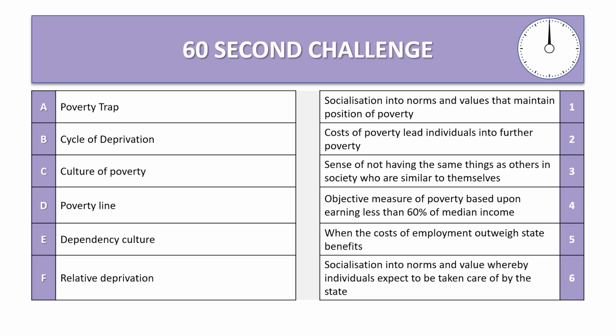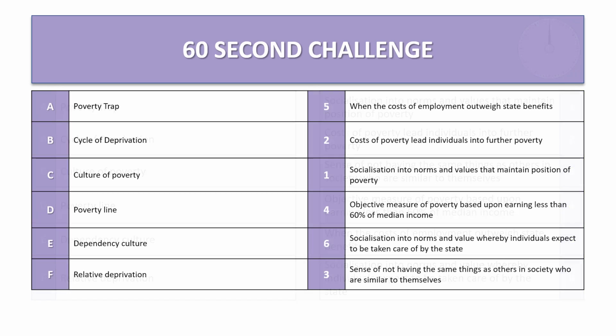And that's your 60 seconds up. If you do need more time, press pause on the video until you've completed the task. Let's have a look at some of the responses. So the poverty trap is when the costs of employment outweigh state benefits. That is, individuals aren't able to come off state benefits because they would lose more money than they would gain if they went into employment. The cycle of deprivation, this is when the costs of poverty will lead individuals into further poverty.